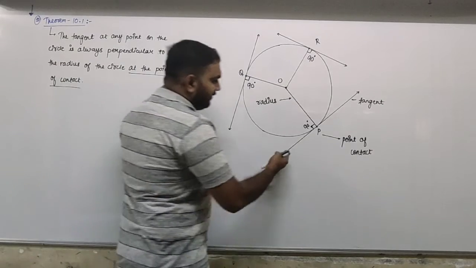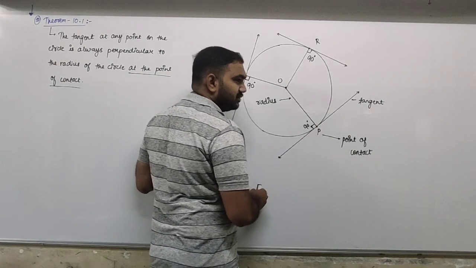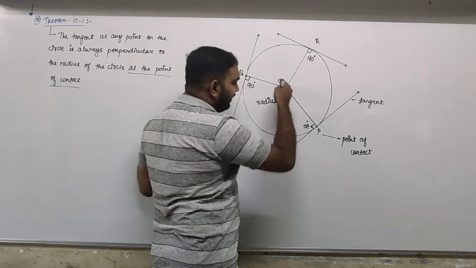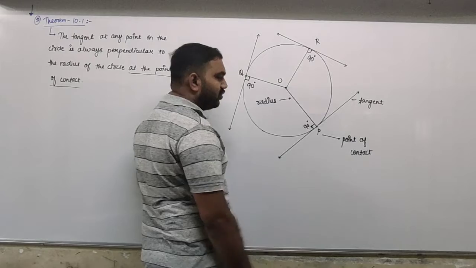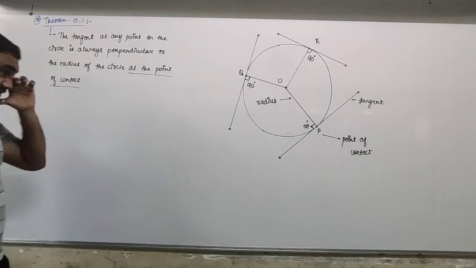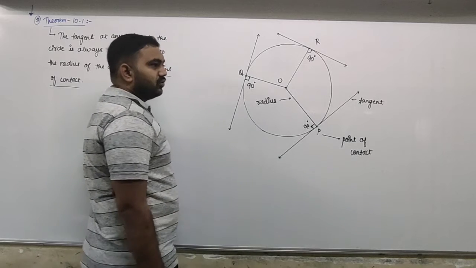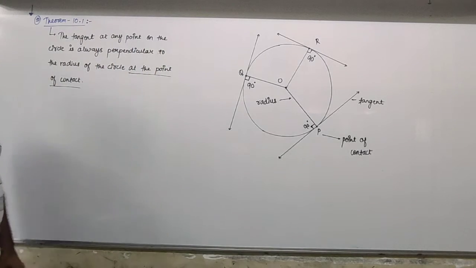Now suppose if I am having a tangent like this, and if I draw another radius here, then it won't be perpendicular. Suppose I draw another radius from here like this, it will not be. Only at the point of contact will the tangent and radius always be perpendicular, and nowhere else. That is theorem number 10.1.